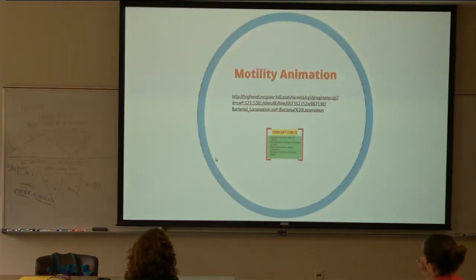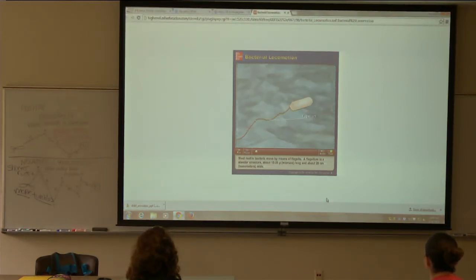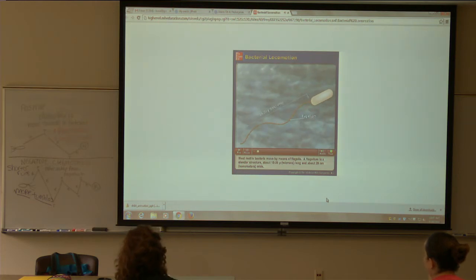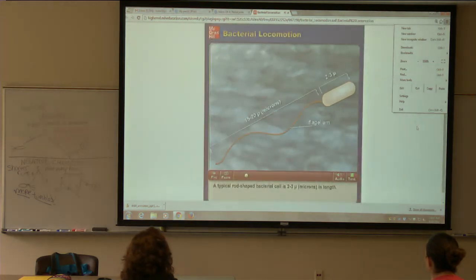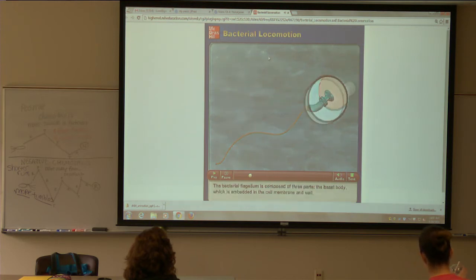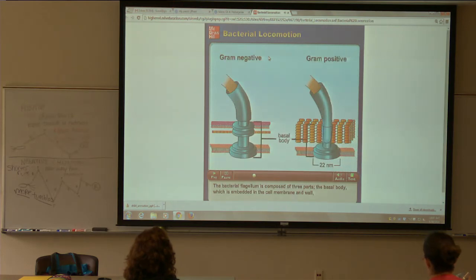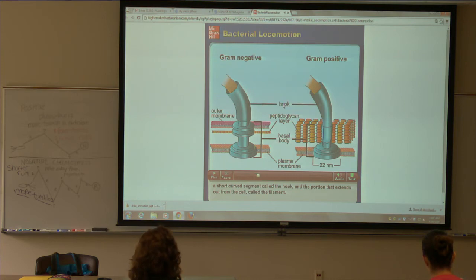This motility animation is just going to reiterate the 3 parts. Most motile bacteria move by means of flagella. A flagellum is a slender structure about 15 to 20 microns long and about 20 nanometers wide. A typical rod-shaped bacterial cell is 2 to 3 microns in length. The bacterial flagellum is composed of 3 parts: the basal body, which is embedded in the cell membrane and wall, a short curved segment called the hook, and the portion that extends out from the cell called the filament.